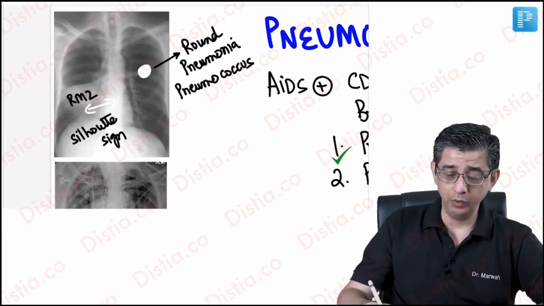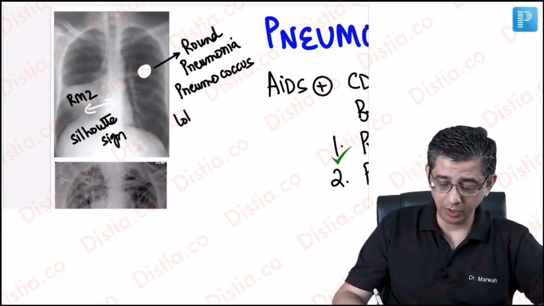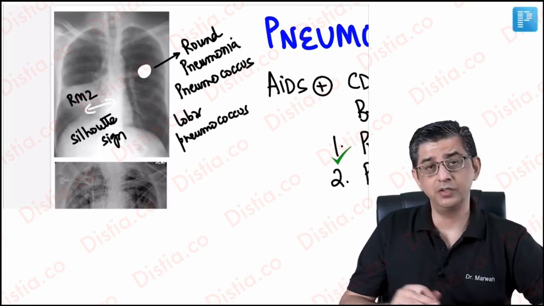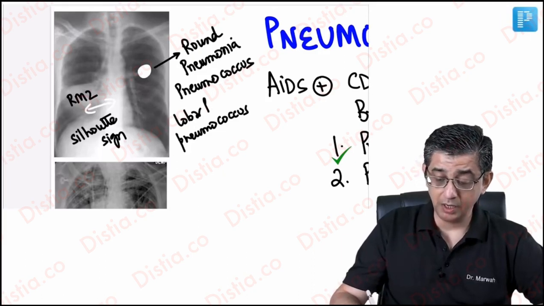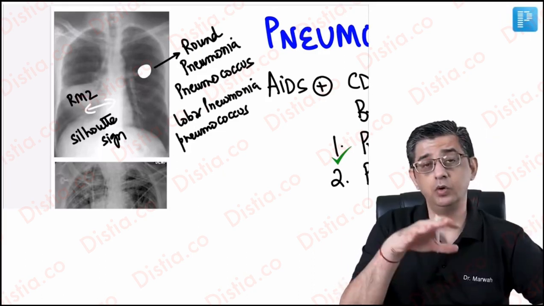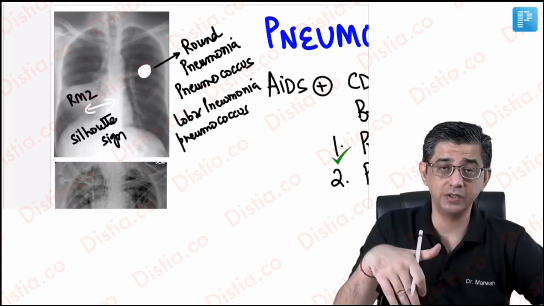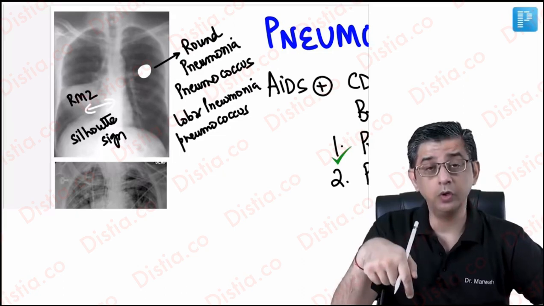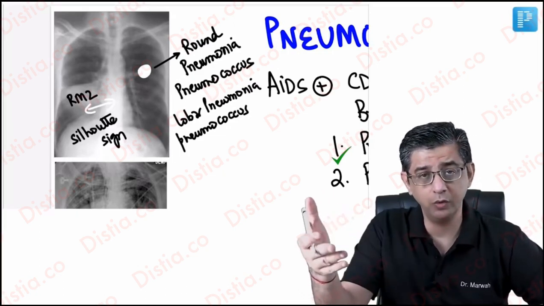So for lobar pneumonia or round pneumonia, the organism you would answer is pneumococcus. Even in an AIDS positive patient, if bronchial breathing is given, the answer is pneumococcus. Plus, if you remember the CNS discussion, I told you that the number one cause of acute bacterial meningitis in both the pediatric as well as adult age group happens to be Streptococcus pneumoniae, or pneumococcus.